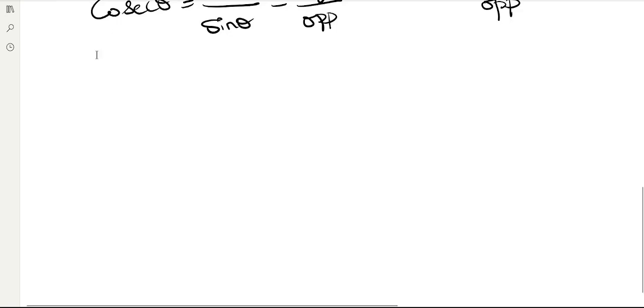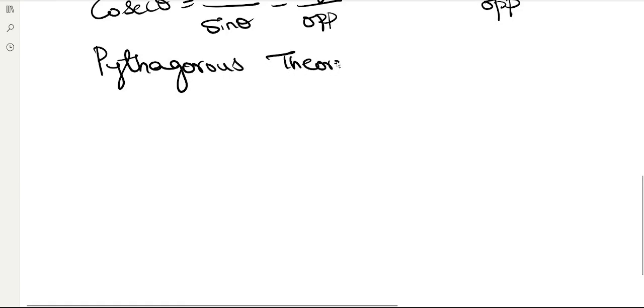And you have another thing called the Pythagoras theorem. The questions would give you any two sides' values and ask you to find the value of the third side. For this we use the Pythagoras theorem to solve it.